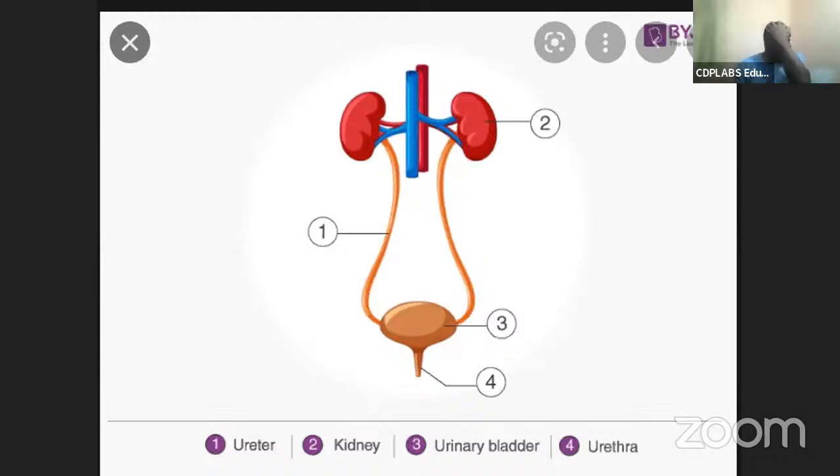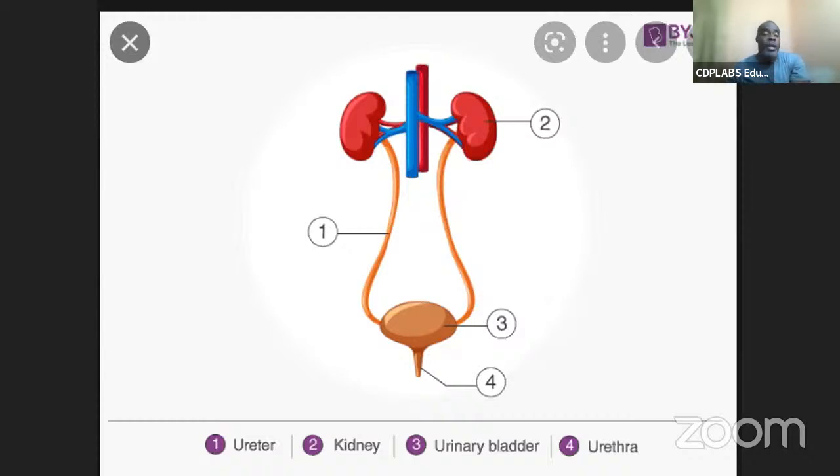So we look at the excretory system. Your job is to identify some of the diseases that affect the excretory system. And of course, when you can't pass your urine, they will put you on a machine called the dialysis machine. So you have to know how the dialysis machine works as well.